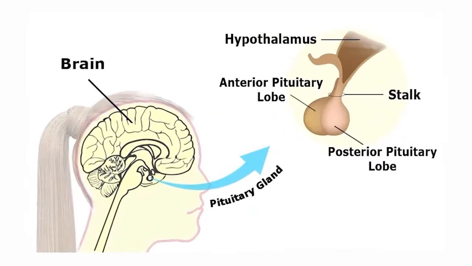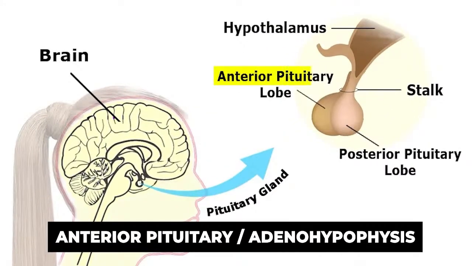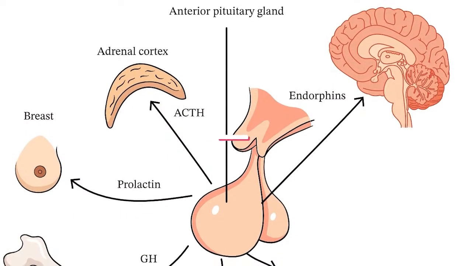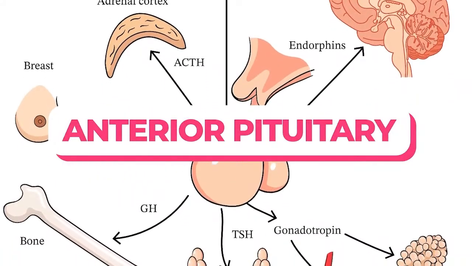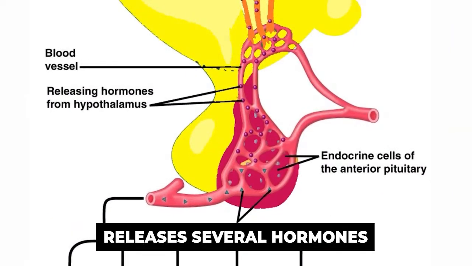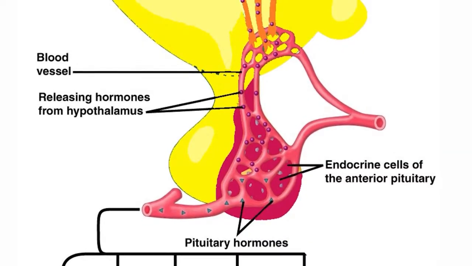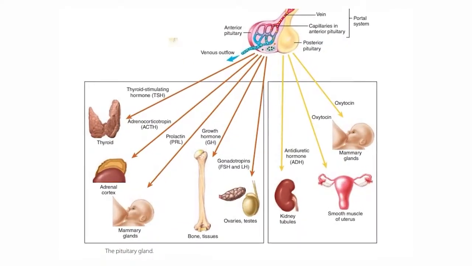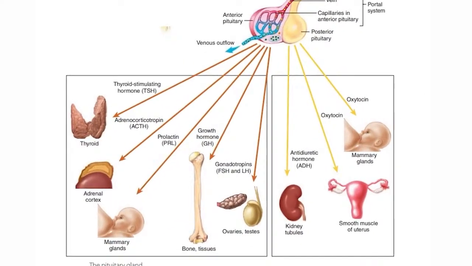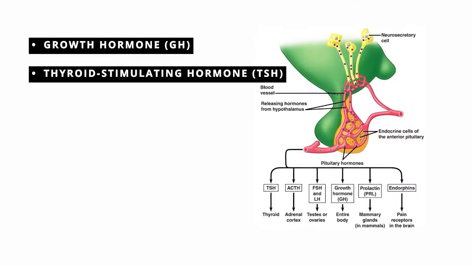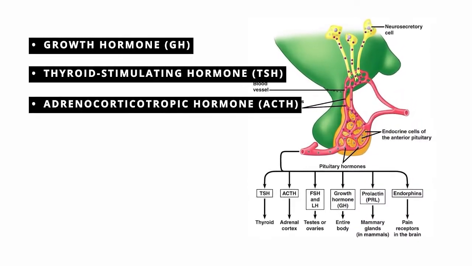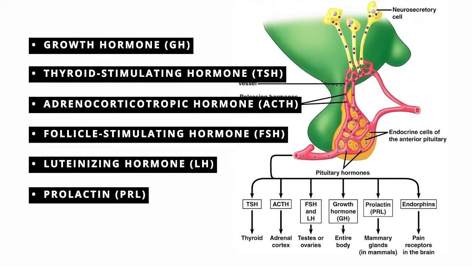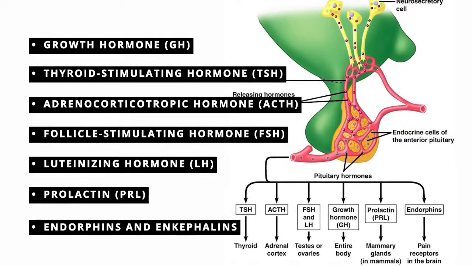The gland is divided into two primary sections, the anterior pituitary, or adenohypophysis, and the posterior pituitary, or neurohypophysis. Anterior pituitary, adenohypophysis. This lobe synthesizes and releases several hormones, regulated by releasing and inhibiting hormones sent from the hypothalamus via a portal blood system. Hormones produced and released by the anterior pituitary include growth hormone, thyroid-stimulating hormone, adrenocorticotropic hormone, follicle-stimulating hormone, luteinizing hormone, prolactin, endorphins and enkephalins.